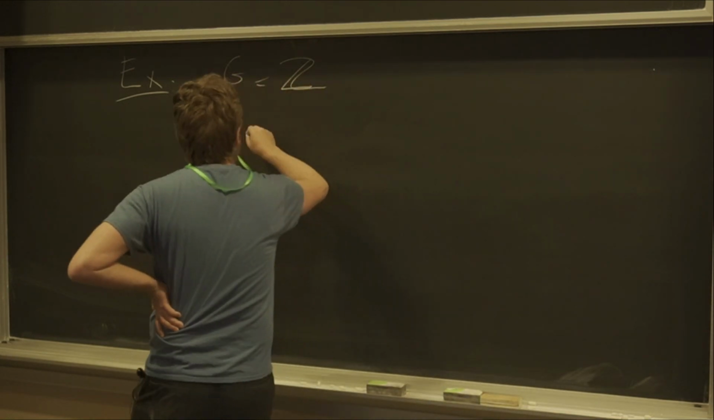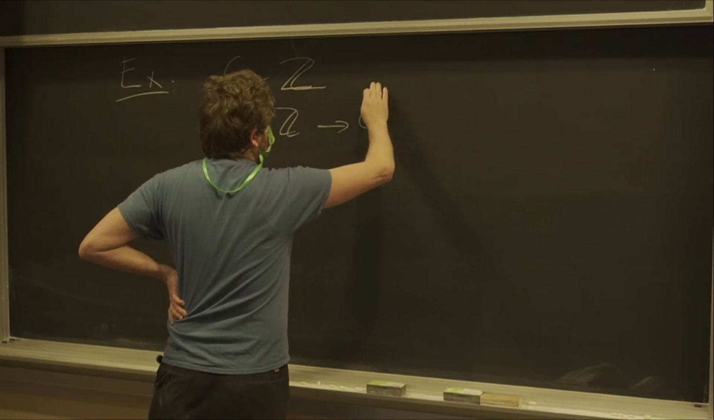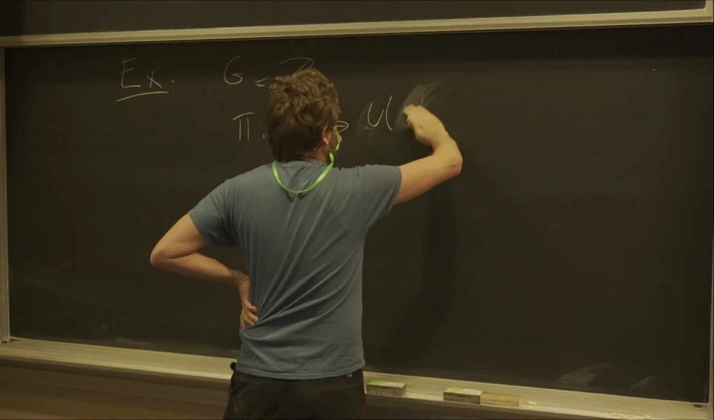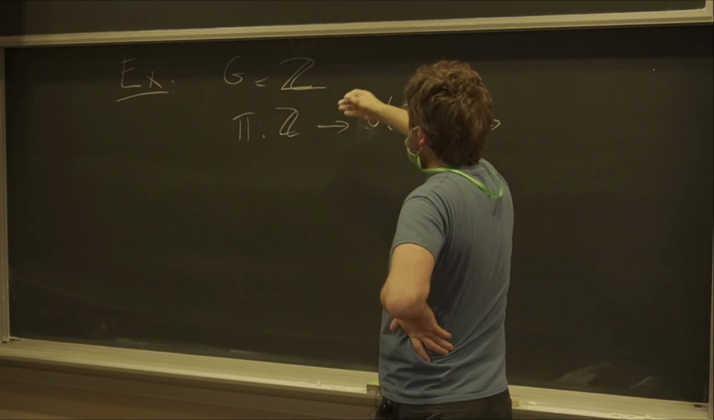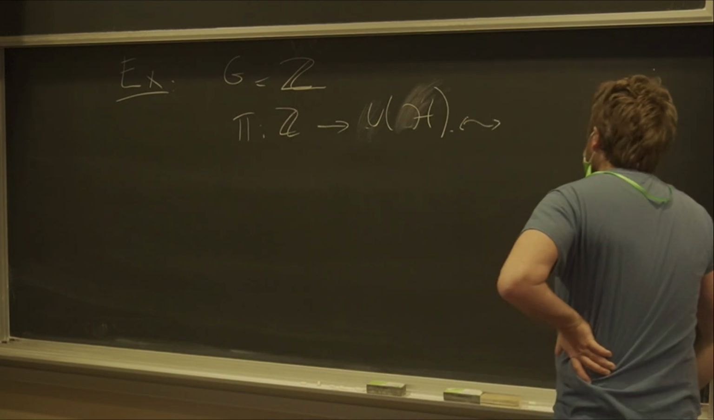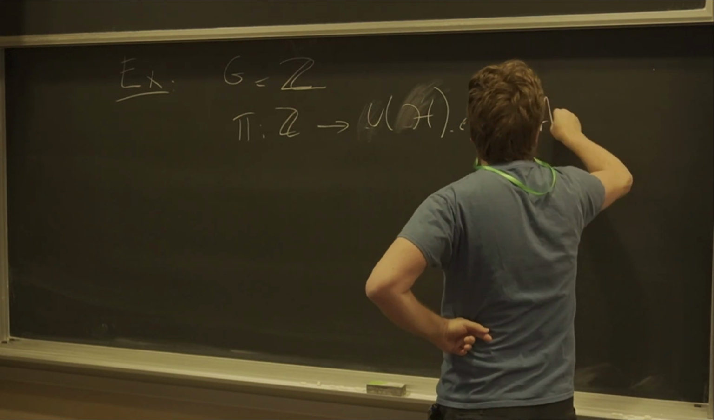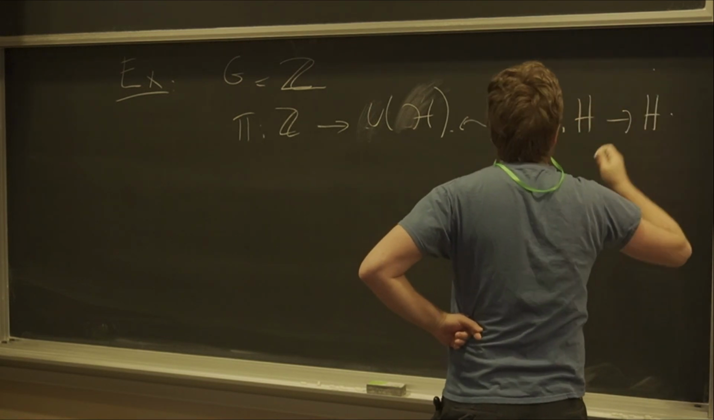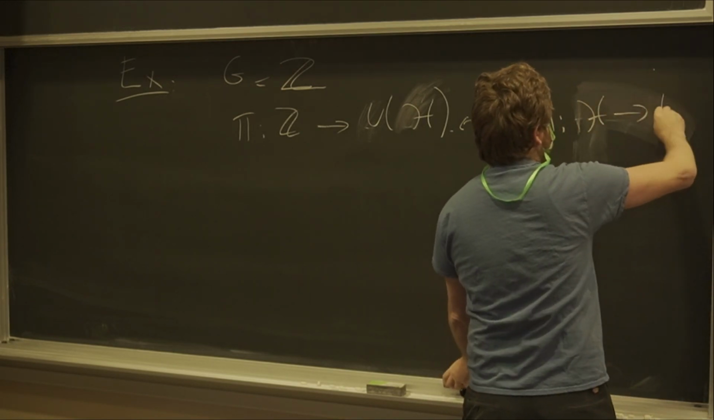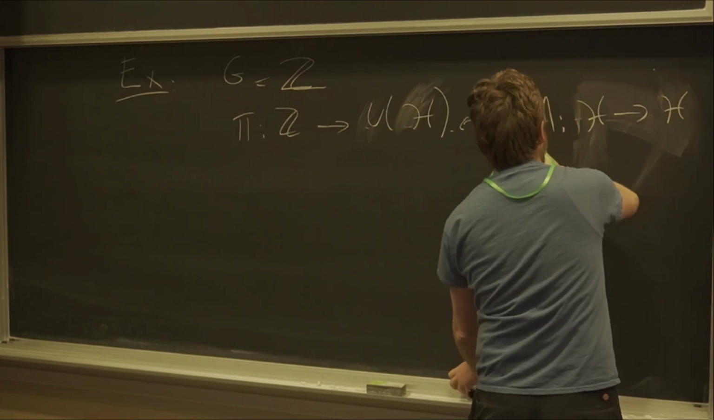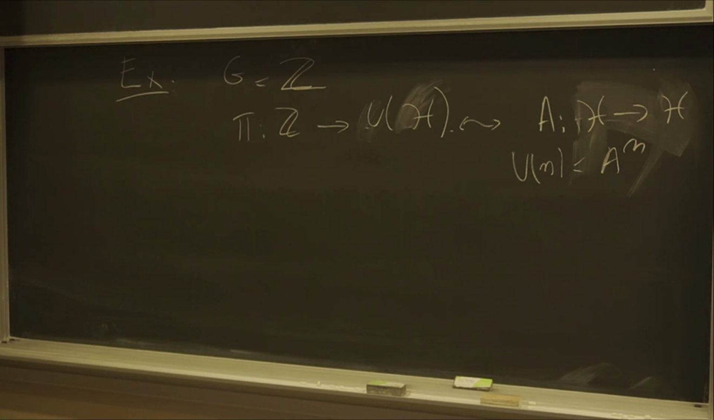So I take pi from Z into unitary of H. Since the integers come with the discrete topology and are generated by an element, this corresponds to a unitary map A from H to H. So U of n is nothing but A to the n. So that's what it is.